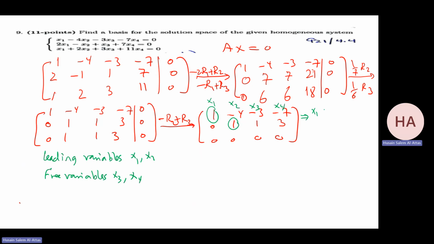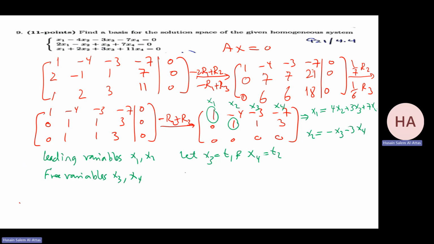We have x1 equals 4x2 plus 3x3 plus 7x4. And x2 equals minus x3 minus 3x4. Now, I let x3 equal t1 and x4 equal t2. So if you ask about the dimension, right away, the dimension is 2. So I'm looking for 2 vectors.